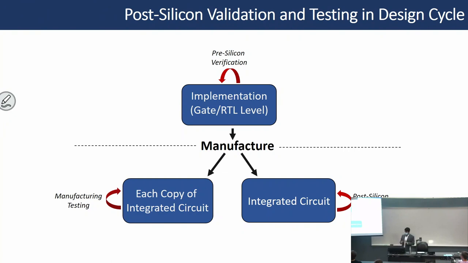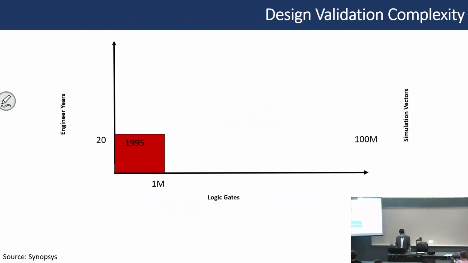The reason why we do post-silicon validation after the chip is manufactured is because of the reduction in feature size and time to market and the increase in circuit complexity. A lot of bugs escape the pre-silicon verification phase and get manifested in the manufactured chip. So a functional fault will be the same for all chips in the die, but the electrical faults will differ from each chip in the die. So each copy of the IC is used for electrical manufacturing testing, while for post-silicon validation, only one chip of the die is sufficient.